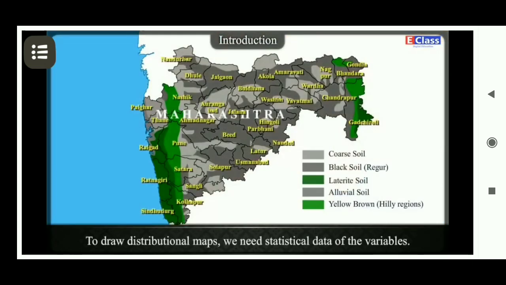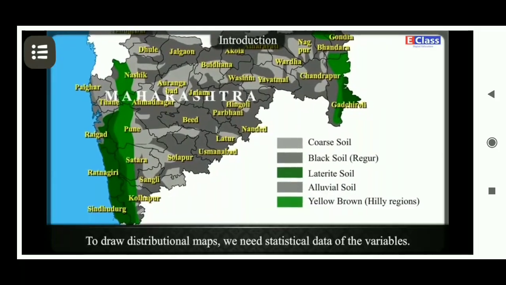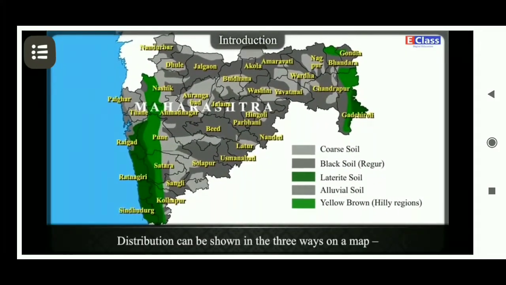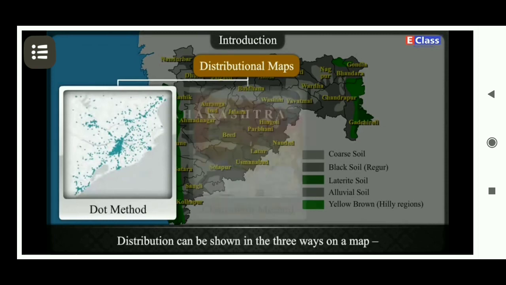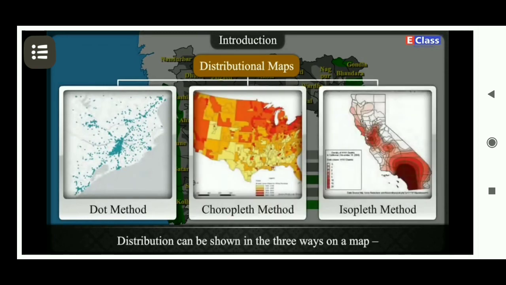To draw distributional maps, we need statistical data of the variables. Distribution can be shown in three ways on a map. Distributional maps: dot method, choropleth method, isopleth method.